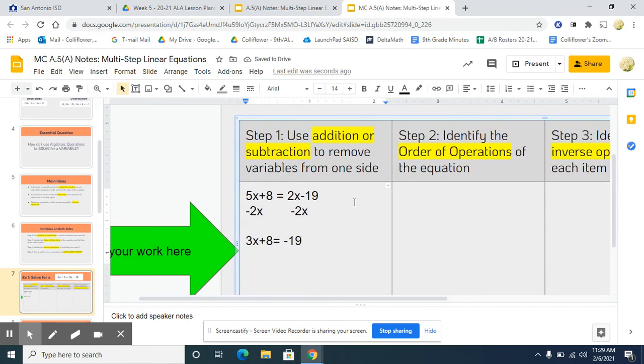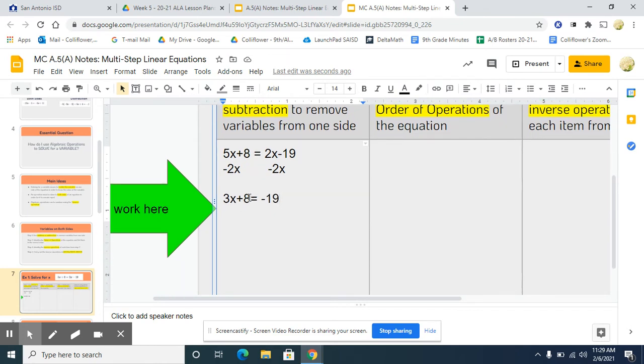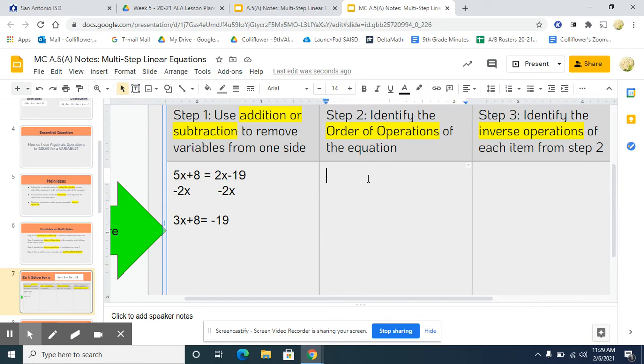Okay, so we've done step 1. Now we have variable x on one side and one side only. So let's identify what's happening to that x. First we have multiply by 3, because in order of operations, multiplication comes first before addition. So the second operation we see is add 8.